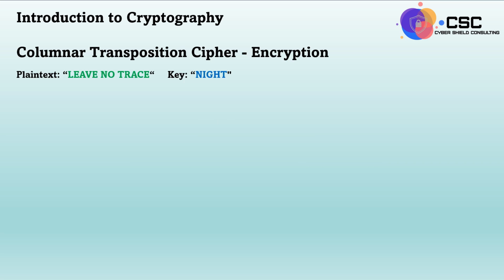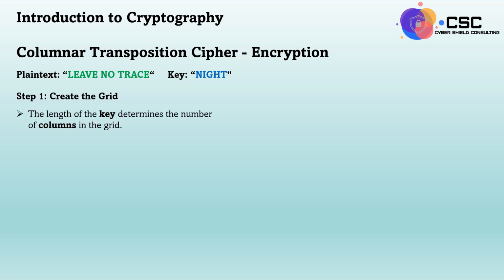Now let's walk through the encryption process using the Columnar Transposition Cipher. This method encrypts the message by rearranging its letters based on a predetermined key. First, step 1, we need to create the grid. The length of the key determines the number of columns in the grid. In this example, we are using the key NIGHT.